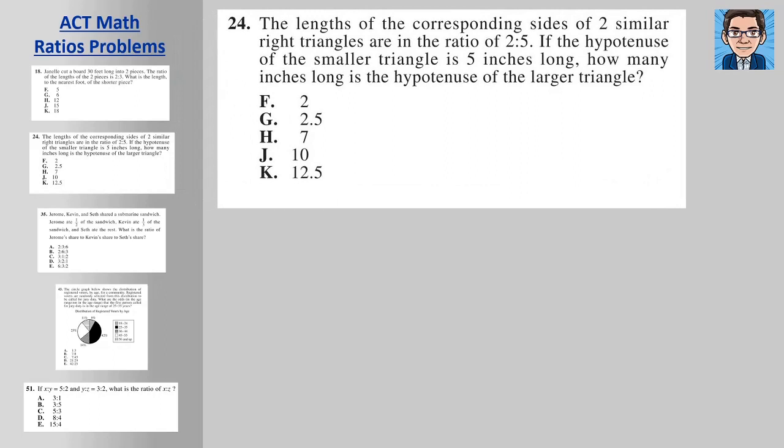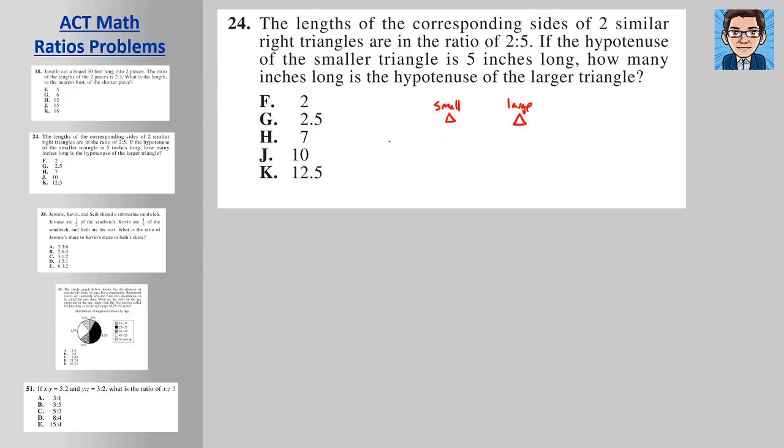Right, the lengths of the corresponding sides of 2 similar right triangles are in a ratio of 2 to 5. If the hypotenuse of the smaller triangle is 5 inches long, how many inches is the hypotenuse of the larger triangle? So the ratio that we're setting up is the smaller triangle to the larger triangle.